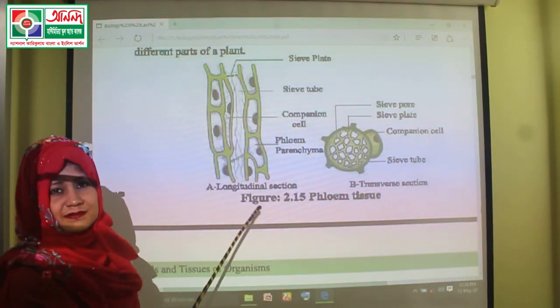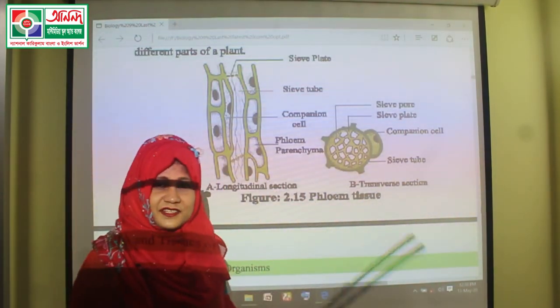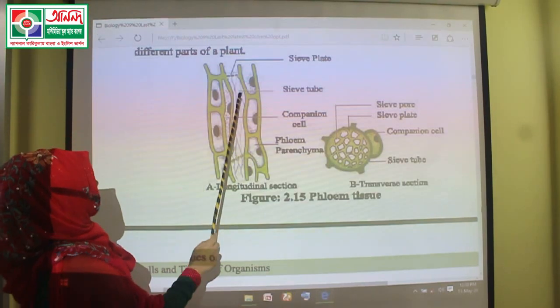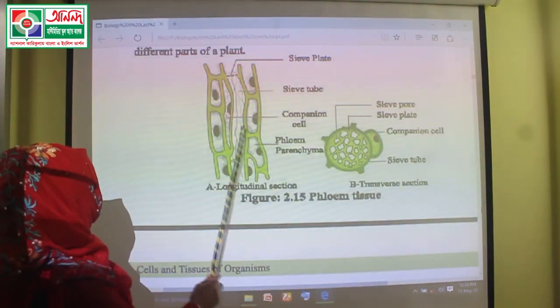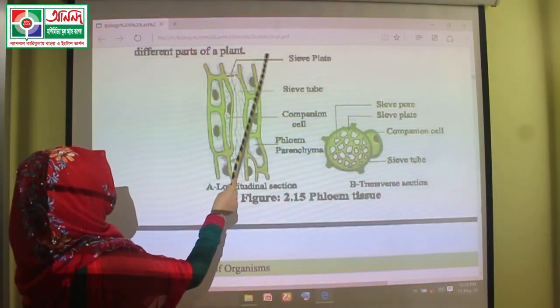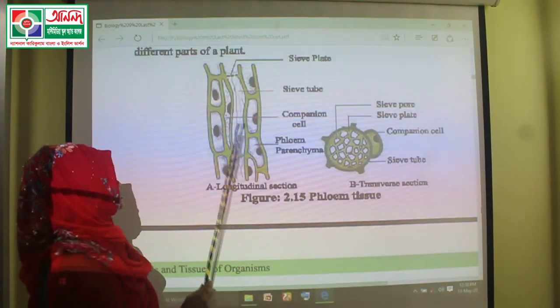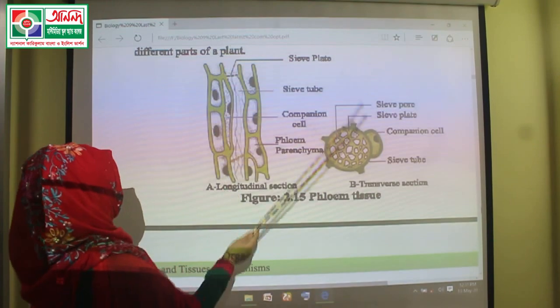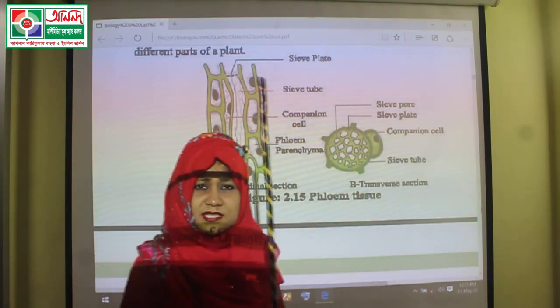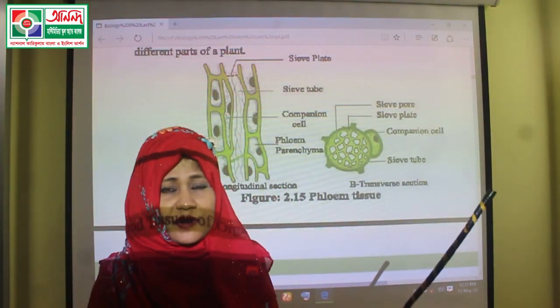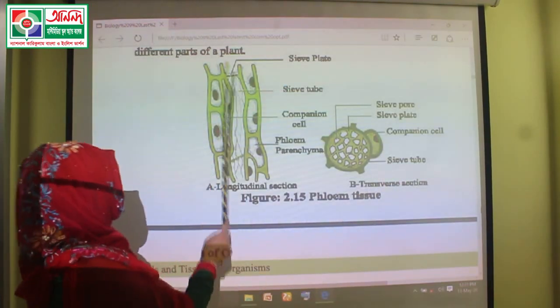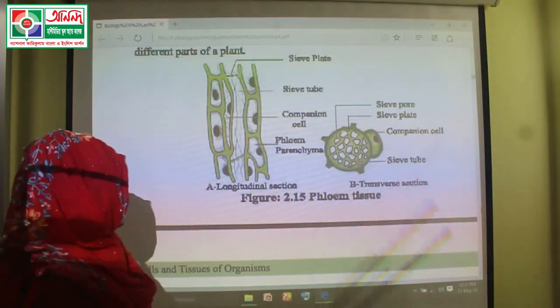This is the longitudinal section of phloem. In this section, what will we see first? At first, we have to look at this long tube-like structure. This is the sieve plate or sieve tube. I will say not sieve plate. This is the sieve tube or sieve cells. This is the major conducting cell in phloem.